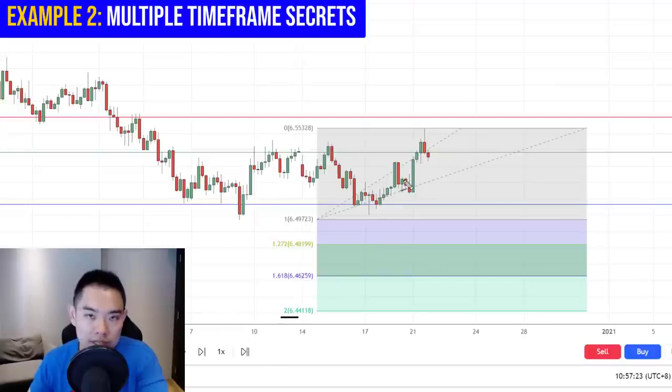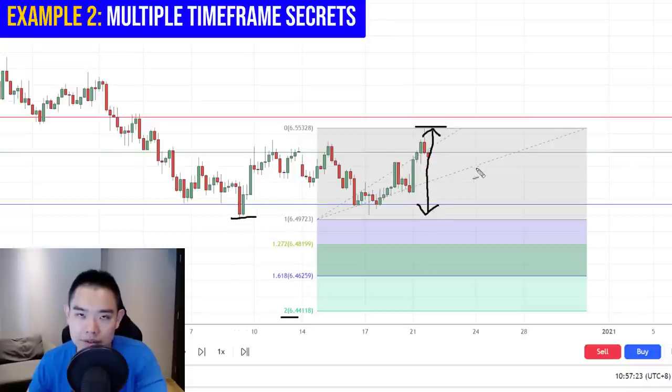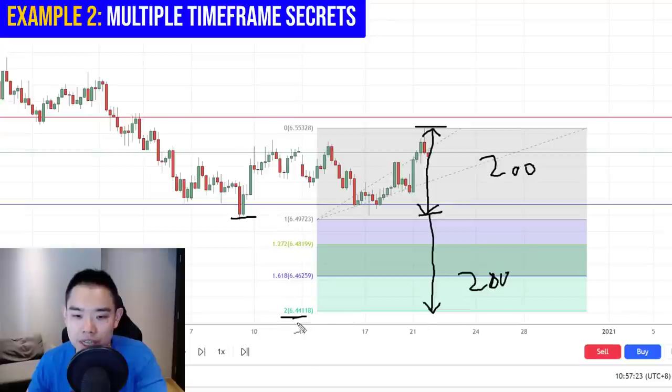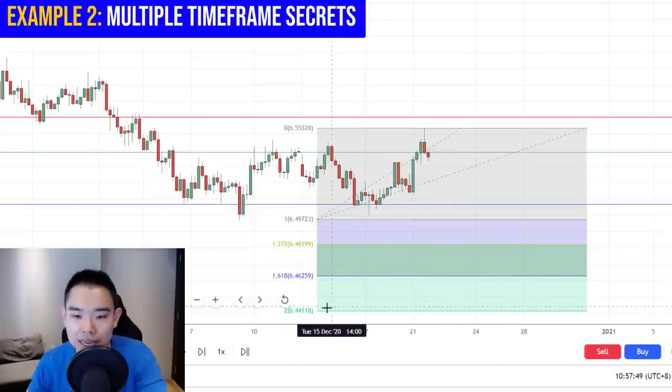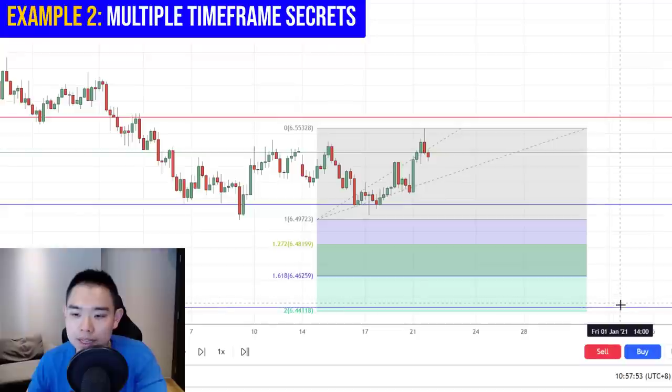Basically, what this indicator does at 2.0 is it tells you that from this high to this low, let's say again just to make this simple, it's 200 pips, from this low it projects down lower by another 200 pips. So this is the level that you want to pay attention to. In this case, it's at 6.44. So my second target, I'll just put it slightly above 6.44, somewhere about here. And this one will be my second target.